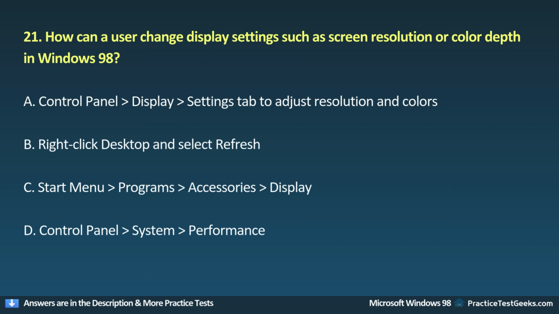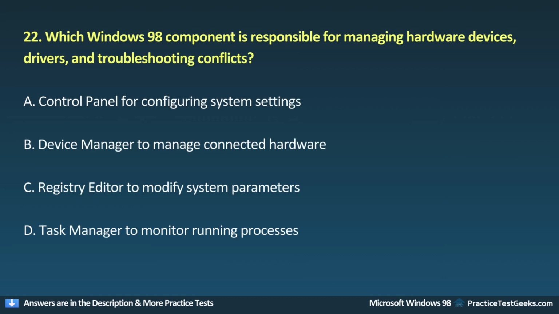21. How can a user change display settings such as screen resolution or color depth in Windows 98? A. Control Panel, Display, Settings tab to adjust resolution and colors. B. Right-click Desktop and select Refresh. C. Start Menu Programs, Accessories, Display. D. Control Panel, System Performance.